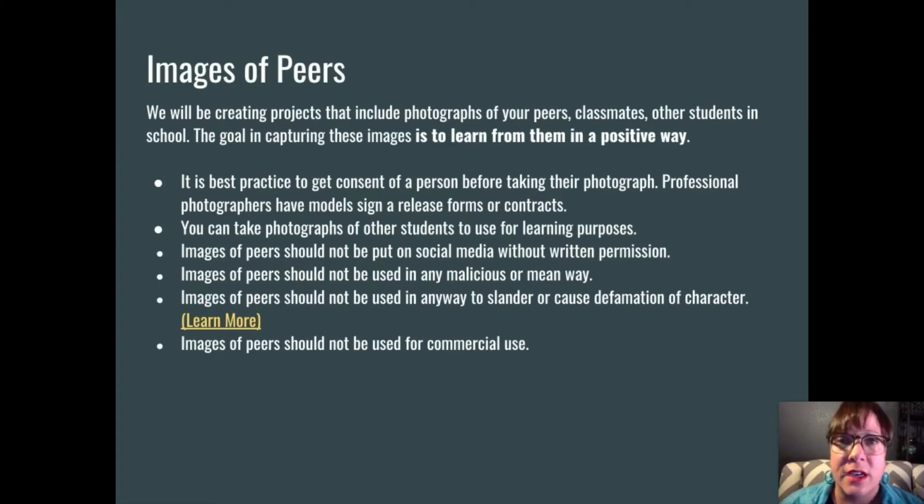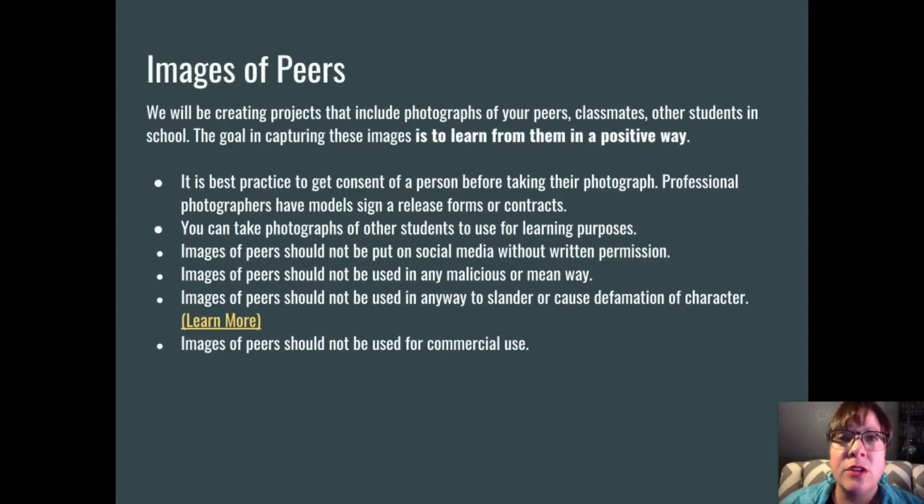As we already discussed, if they're under 18, the parents need to sign those contracts. You can take photos of other students to use for learning purposes. Where we get in trouble is if you try to sell those images or if you publish them out there online. So, images of your peers should not be put on social media without written permission.